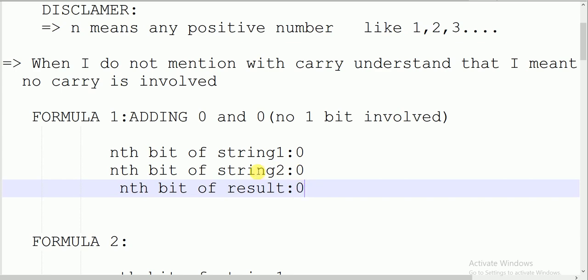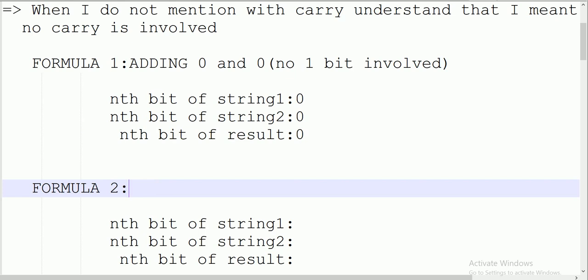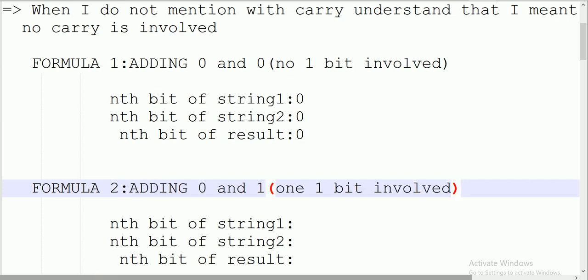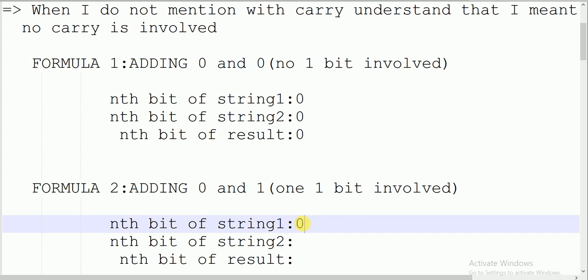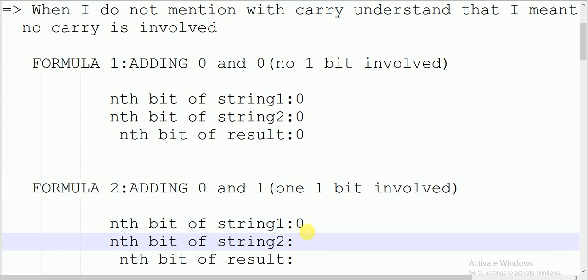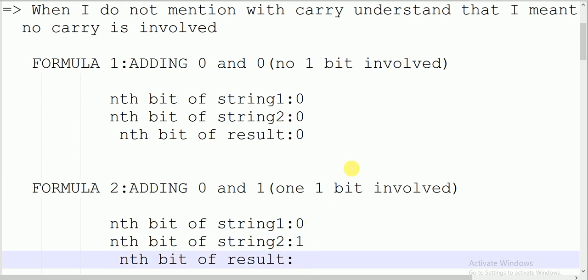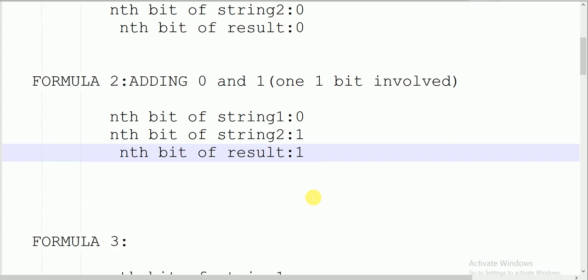That's very simple. Now formula 2, adding 0 and 1, and here only one 1 bit involved. So let's say nth bit of string 1 is 0 and nth bit of string 2 is 1. You can take vice versa if you like. This is just a demonstration. So here again, no carry involved, and so the nth bit of result would be 1, since 0 and 1 with no carry is 1.